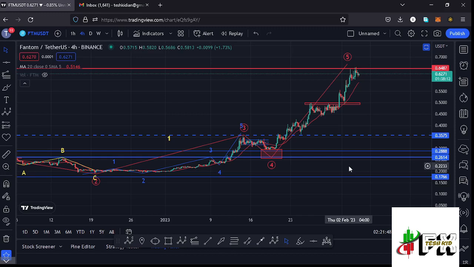I'll be giving you the latest developments that have been happening here on the Fantom chart, which at the time of this recording has continued to hold above a key area of support at around the $0.5 mark. We have also been trying to battle out a key area of resistance at around the $0.6487 mark. We are also trading above the 20-day MA here on the 4-hour chart, meaning we have the support for us to continue pushing even higher.